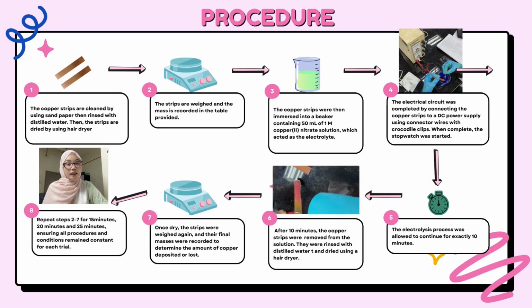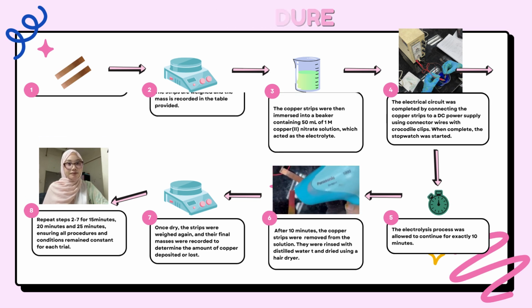Fourth, the timer is started as soon as the circuit is complete for the reaction to occur. Next, the reaction is left to run for 10 minutes. Then the copper strips are removed, cleaned using distilled water, and dried using a hair dryer. Once dry, the final mass is recorded in the table provided as the final mass. We will repeat steps 2 to 7 for 15 minutes, 20 minutes and 25 minutes.